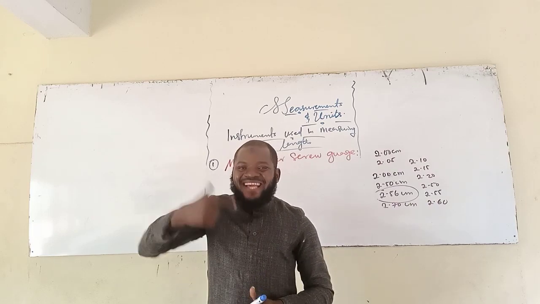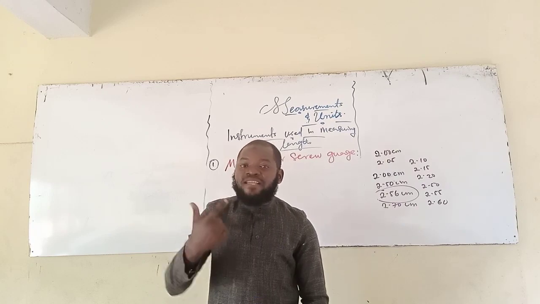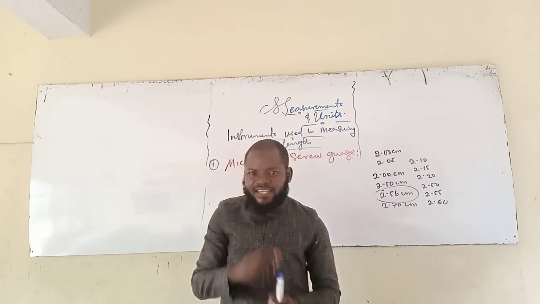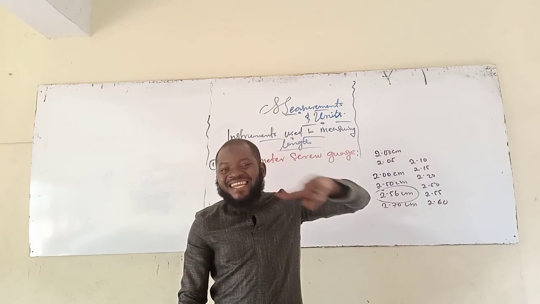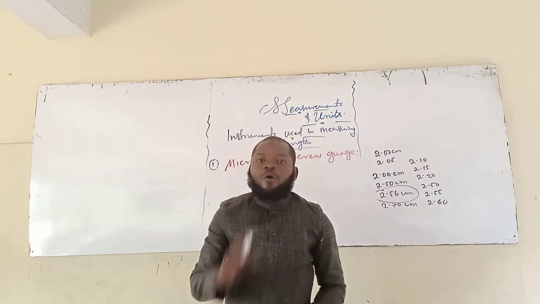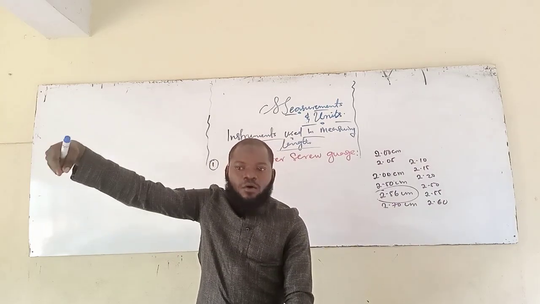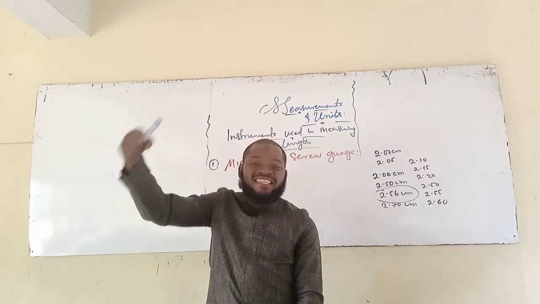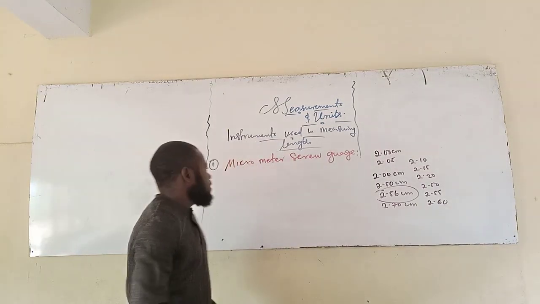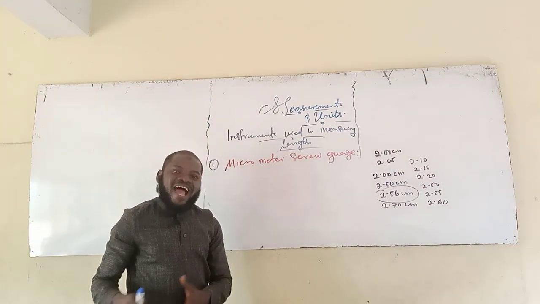Also to measure the external diameter of round objects. I have my reason for repeating it. If you listen, the vernier caliper measures internal and external diameter of round objects. Am I right? Yes. Why? The micrometer screw gauge only measures the external diameter of round objects and the thickness of thin objects. Am I making sense now? Correct. So that's the usage of the micrometer screw gauge.